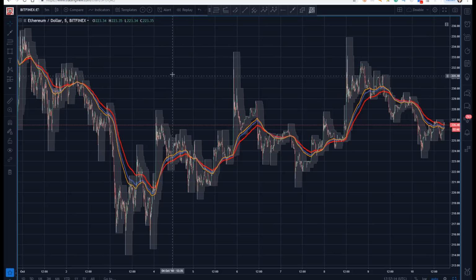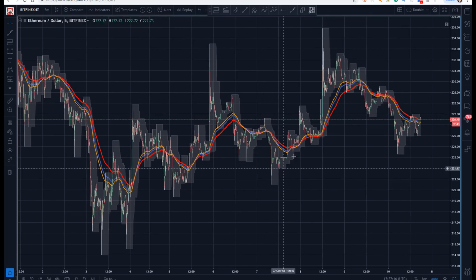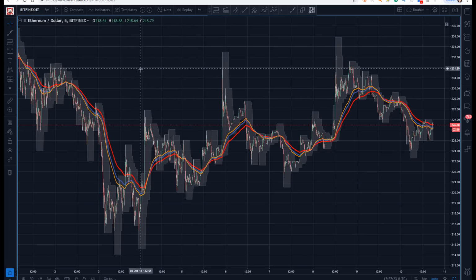Now, when you lower the time frame here, you're going to have far more trades. You're also going to have far more stops. So go into this knowing that.